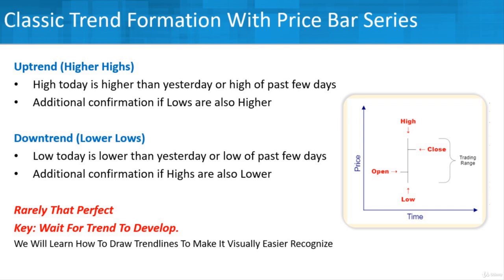By the same token, a downtrend would be lower lows, right? You're looking at the lows and asking, are they going lower? Is the low today lower than yesterday, or lower over the past few days? And again, if the high of the day keeps trending lower, that's a stronger confirmation that everything's going lower. It's rarely that perfect. Sometimes you have ups and downs and pullbacks, but you're going to be looking for this overall trend.